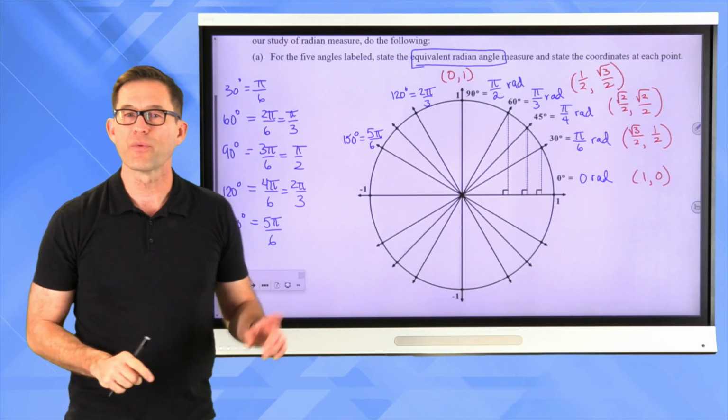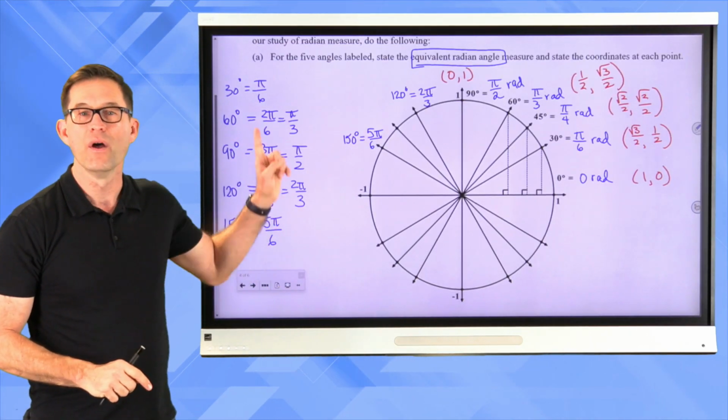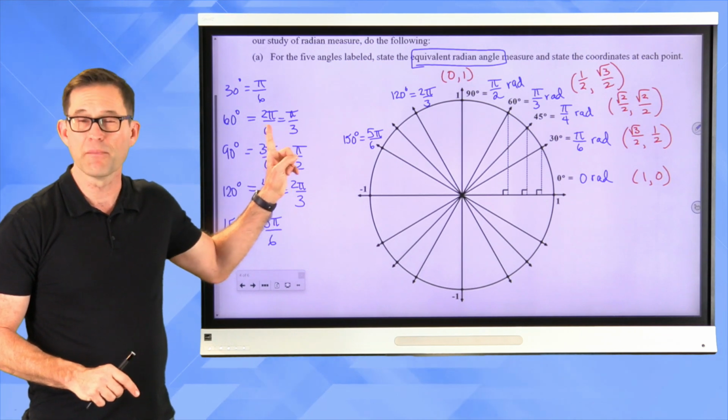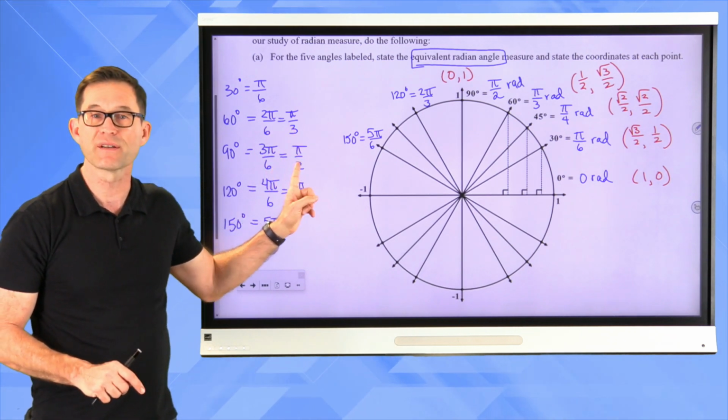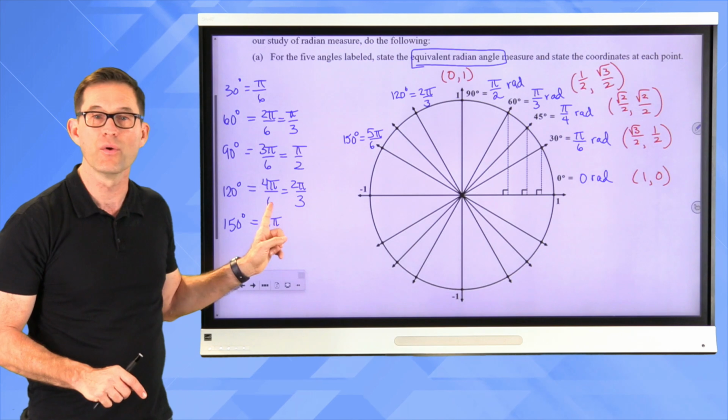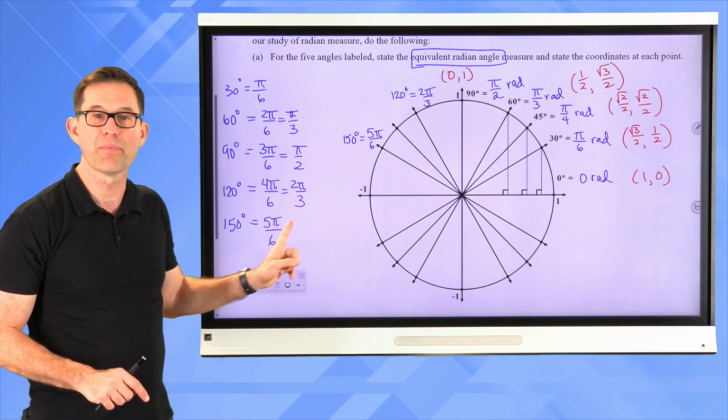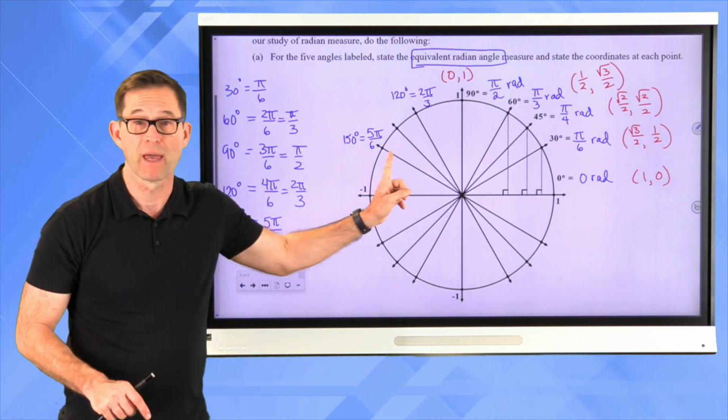Right? So anytime I can reduce these, I will. So 2 pi over 6 can be reduced to pi over 3. 3 pi over 6 becomes my 90 degrees, pi over 2. 4 pi over 6 reduces to 2 pi over 3. 5 pi over 6 can't be reduced.